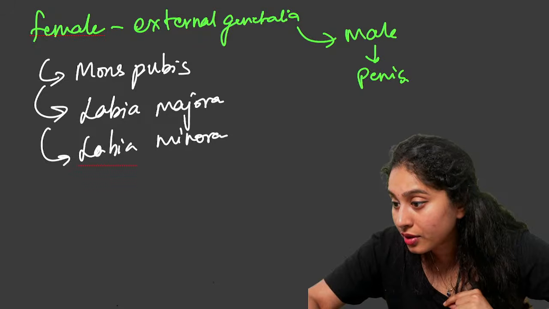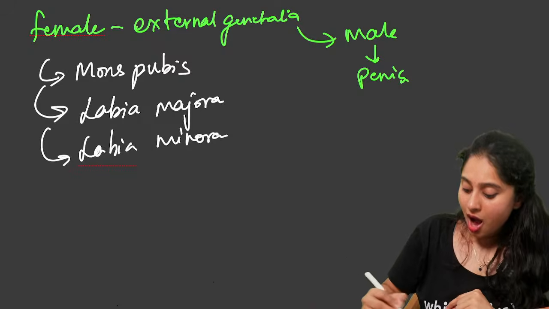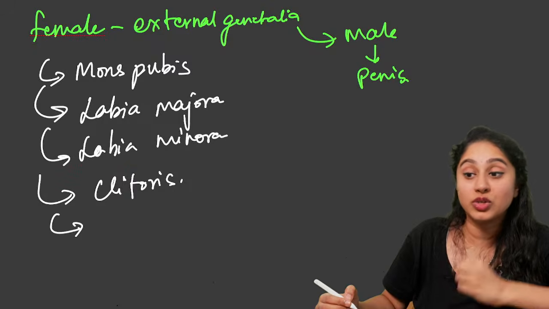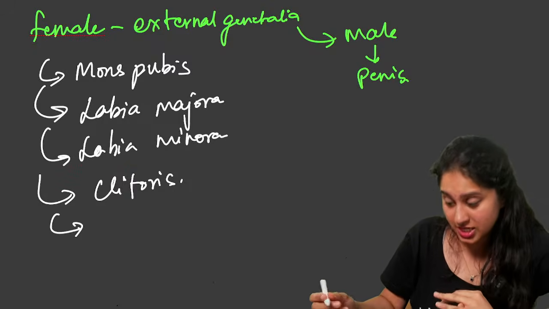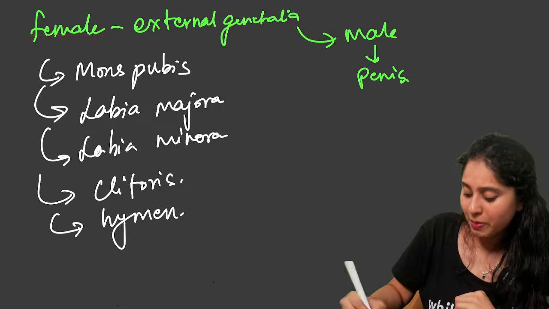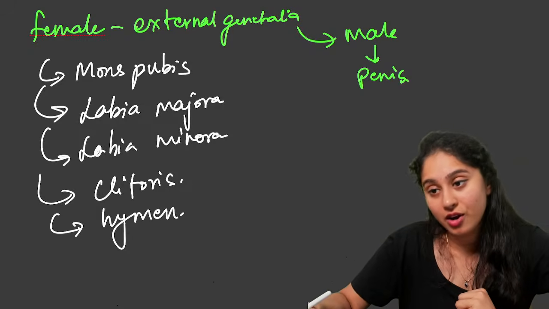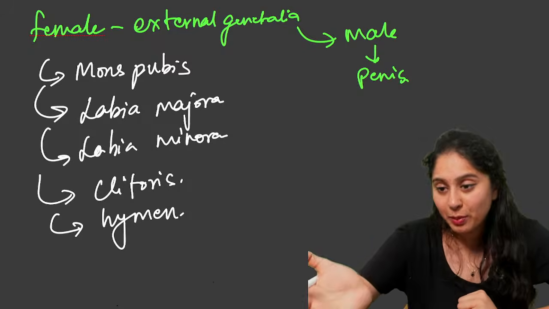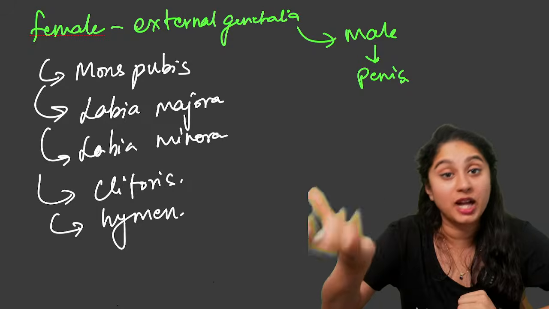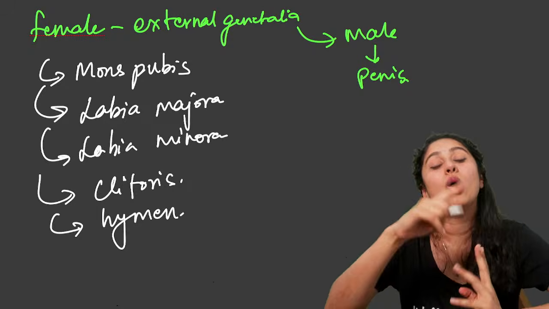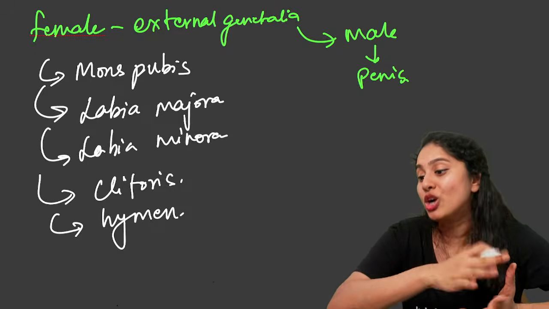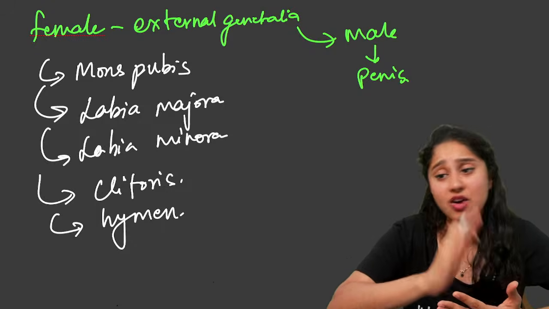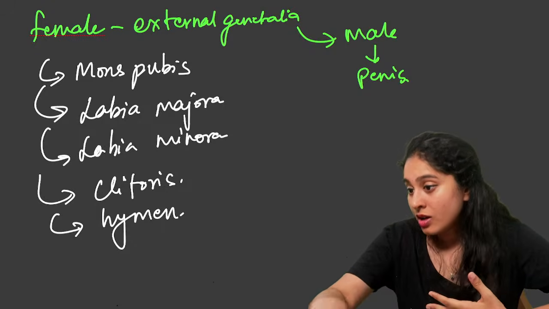Okay, so after that, we have the clitoris, which is the sensitive tissue of the female external genitalia, and then we have the hymen, which is a partial membranous covering around the vagina. Now, this was considered to be an indicator of virginity, but later we found out that the hymen can break because of strenuous activity, stress, or other reasons, and does not necessarily indicate virginity for the female. Is that clear, everyone?